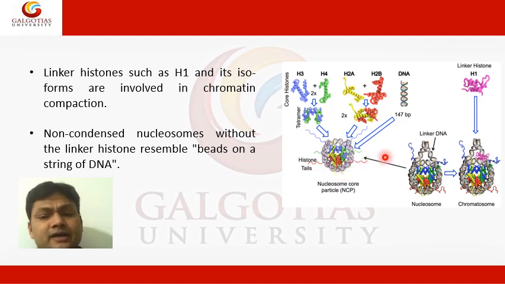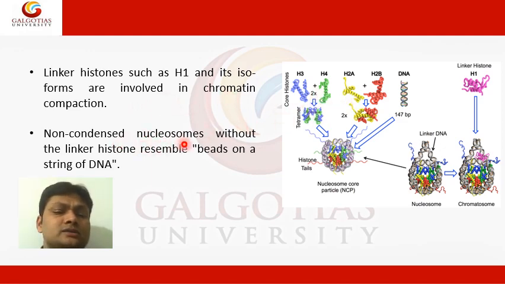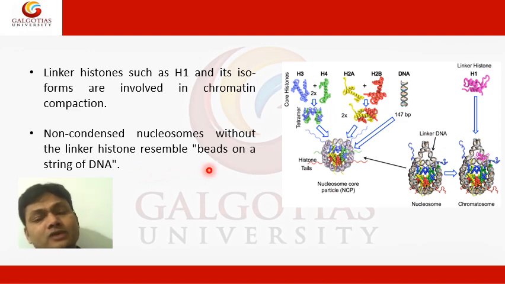Here is a diagram in which you can see the linker DNA, and these are the histone tails, and these are the different components of the histone, which are H3, H4, H2A and H2B. The linker histones such as H1 and its isoforms are involved in chromatin compaction. The non-condensed nucleosomes without the linker histones resemble a beads-like structure, and these beads are present on strings of DNA when we observe under the electron microscope.